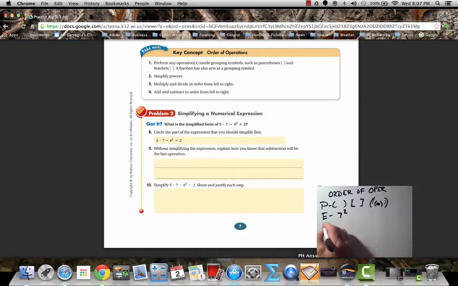Next, we're going to multiply and divide. So multiply and divide, we're going to do next. Anything in that expression that is multiplying and dividing, we're going to do that next. And then last, we're going to add and subtract. Anything that we're adding or subtracting, we do last.